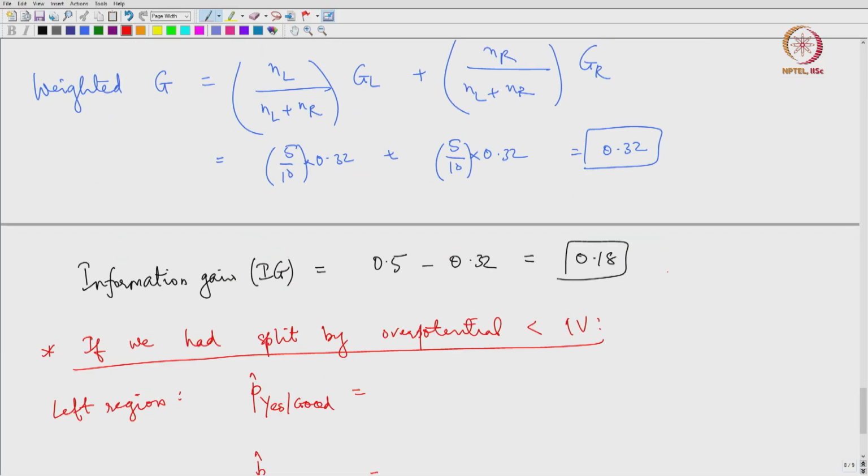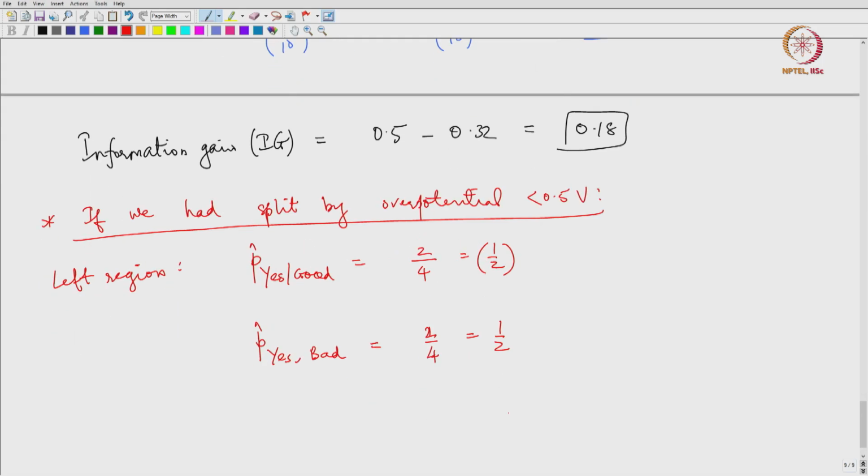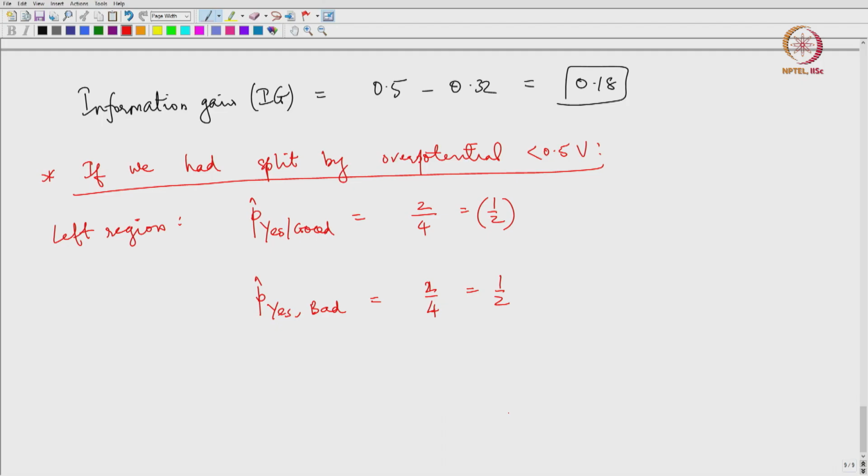Okay, and just to clarify, this is not overpotential less than 1, it is overpotential less than 0.5 volts. So, p hat yes good is 2 divided by 4, that is half, and p hat yes bad is also 2 divided by 4, which is also 1 half. Okay. So, the impurity of the left node is 1 minus half squared minus half squared, and half squared is 0.25. So, that is just 0.5 total.